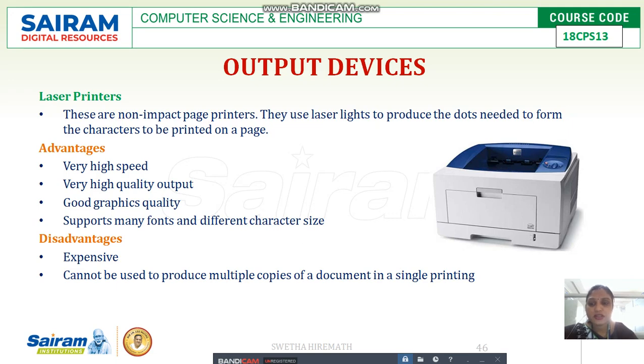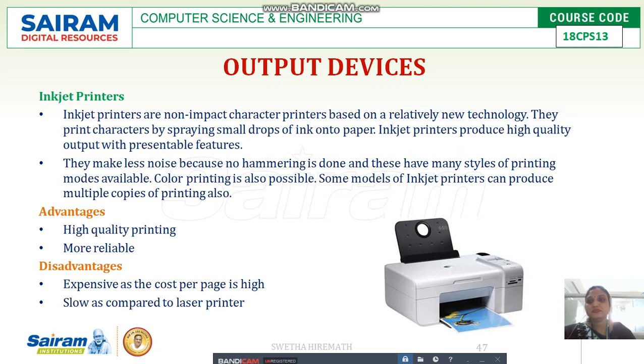And what are the disadvantages? They are expensive and cannot be used to produce multiple copies of a document in a single printing. So there are two disadvantages. That is, it is expensive, because as we are going to print one page at a time, it is fast. For that purpose it is expensive also, and it cannot be used to produce multiple copies of a document in a single printing. Next, moving to the inkjet printers.